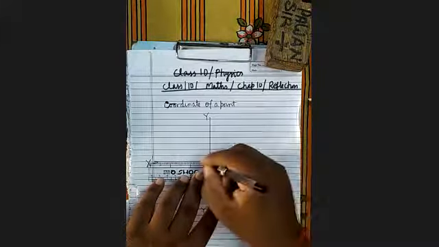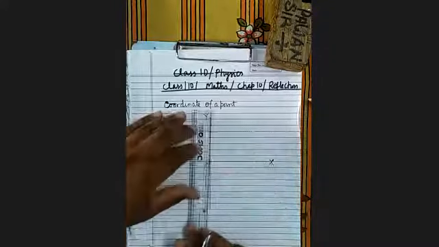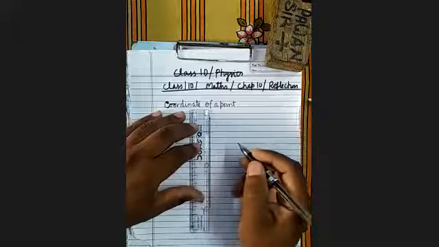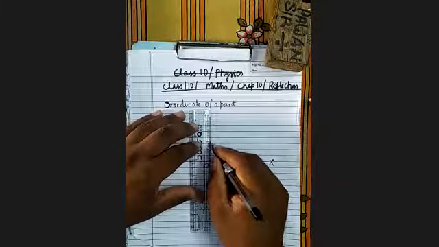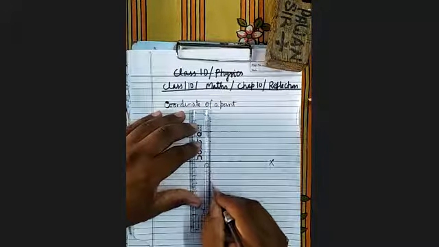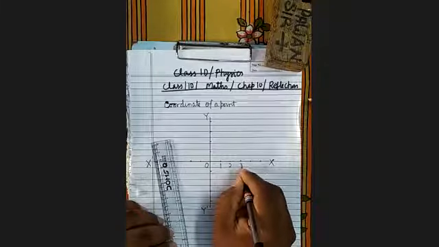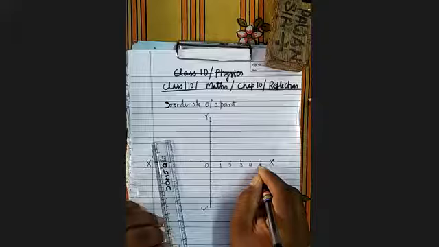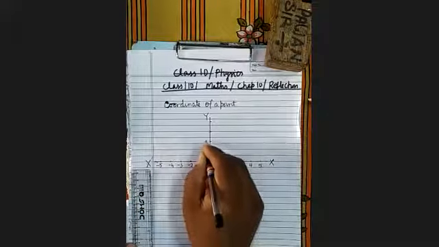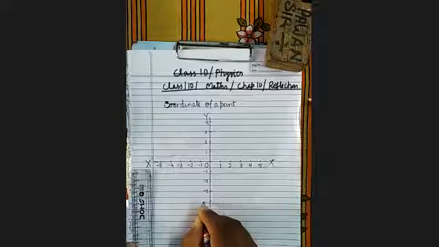4, 5, then -1, -2. You can see here this is 1, 2, 3, 4, 5. This is -1, -2, -3, -4, -5. 1, 2, 3, 4.